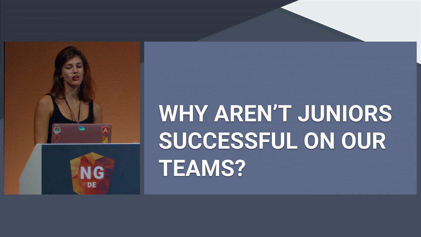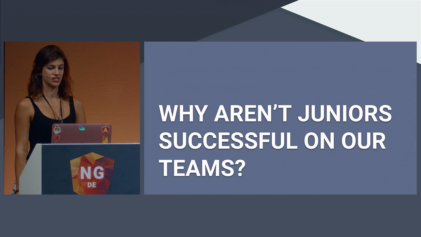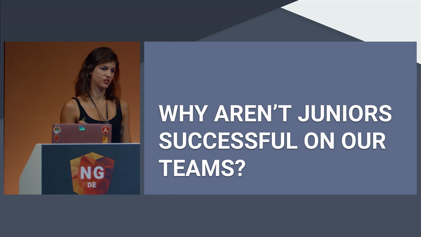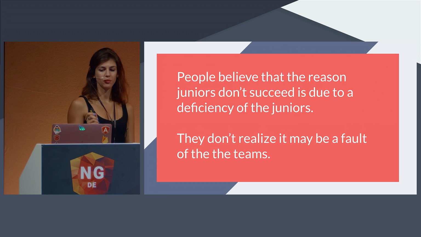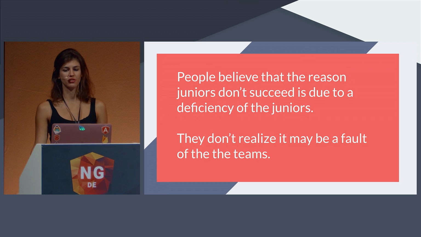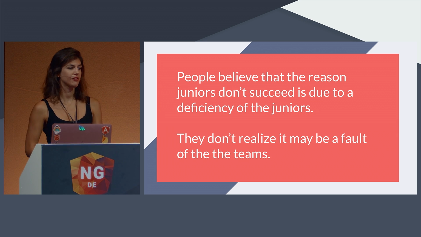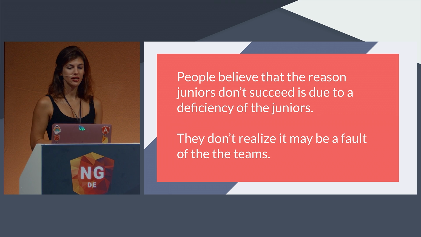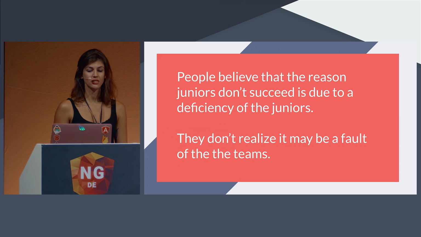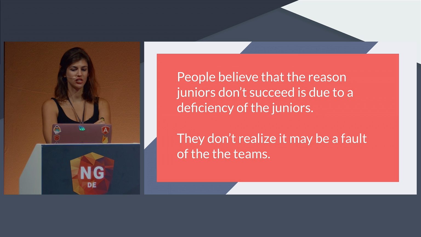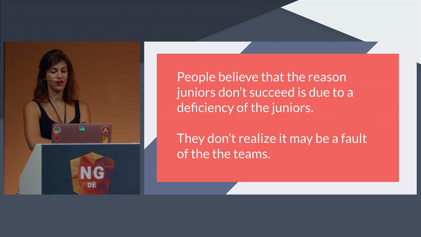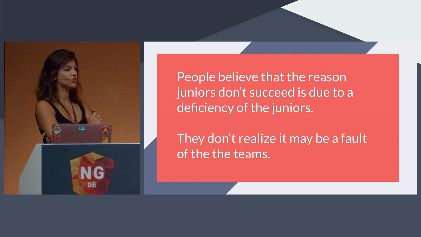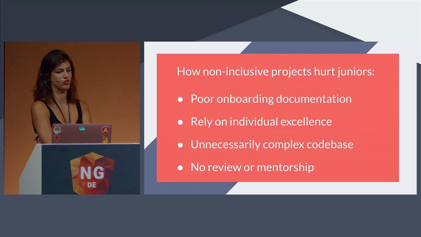So let's talk about why juniors are not successful in your team. A lot of the time, it's not the fault of the juniors and their so-called lack of knowledge. People perceive that the reason the juniors don't succeed in their teams is due to the fault of the juniors, but it may be the fault of the teams. Not making inclusive decisions in your code base, decisions about how to structure your team, may be the reason for early failures where juniors are starting up. But these decisions actually affect everybody, not just the juniors.